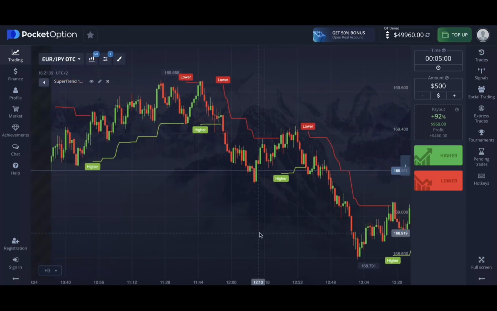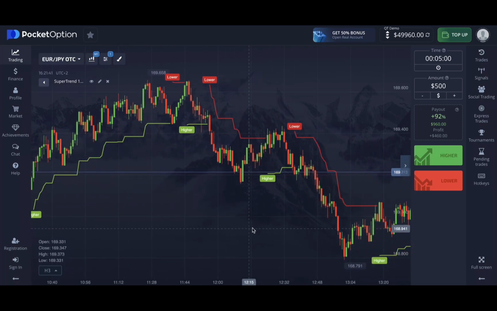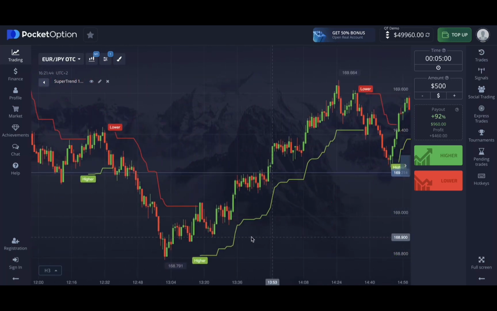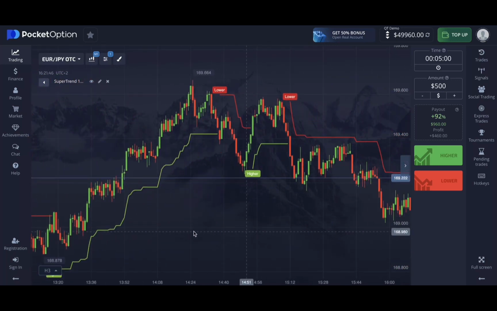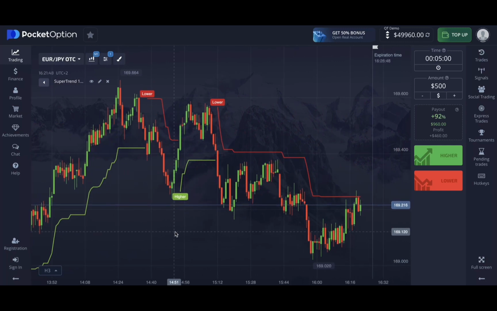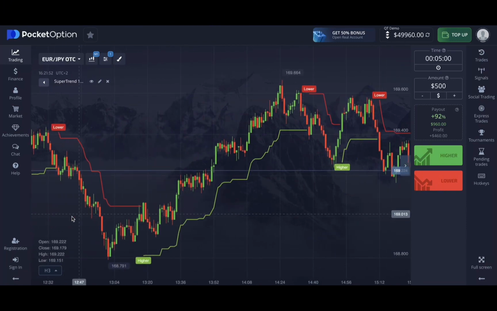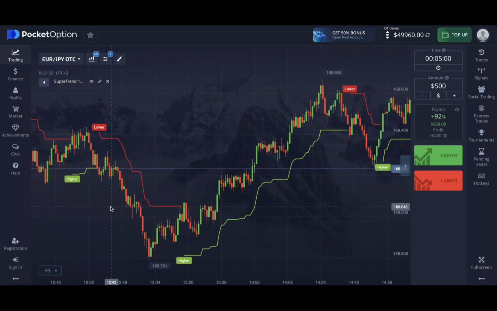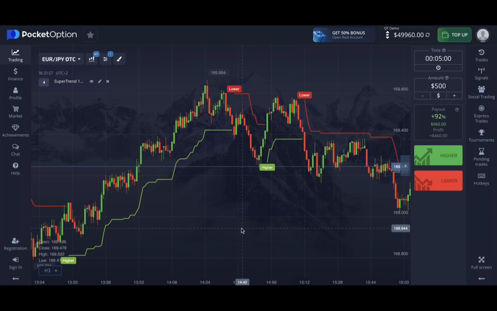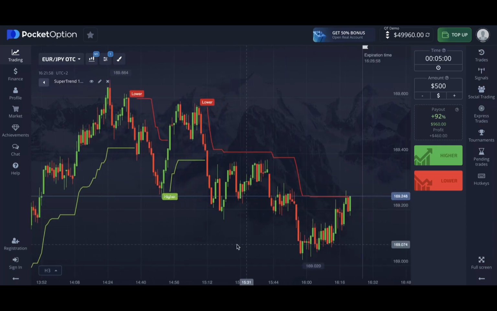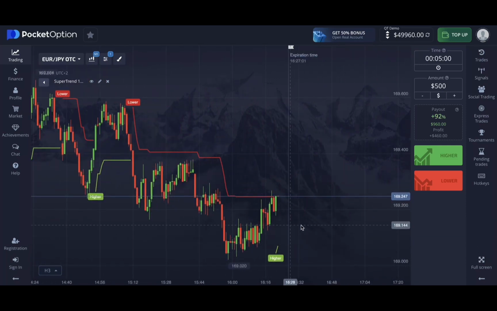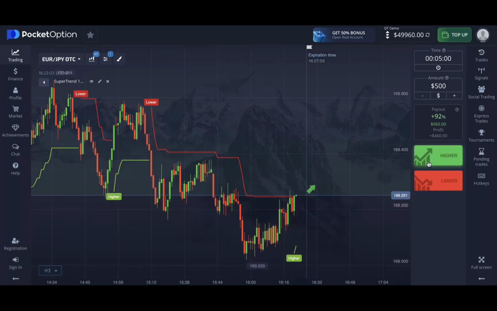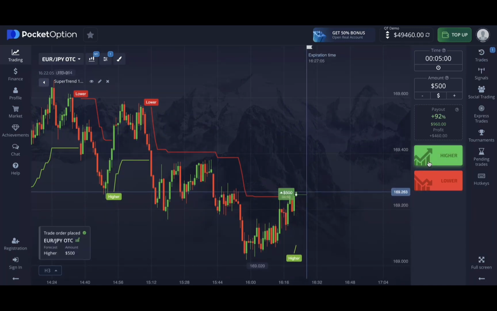So you can see that the euro yen pair is a lot better than the previous pair because it's really demonstrating a more clear price action. Of course, it's sometimes range bound, but the trends are a lot more clear and a lot less choppy. All right. Now we get the higher signal, so I'm going to execute the trade and we're in. So let's wait for 5 minutes and see what happens.